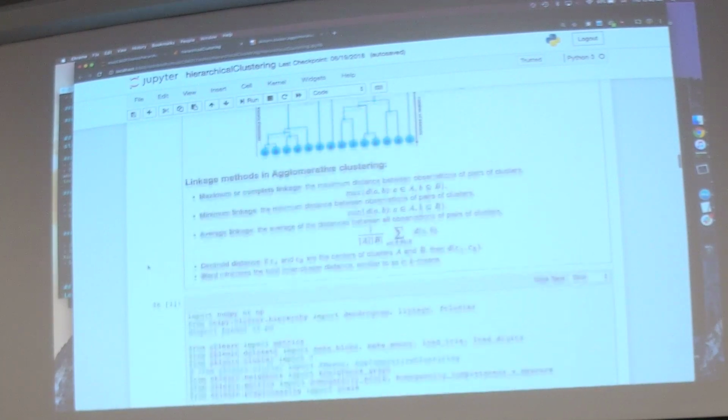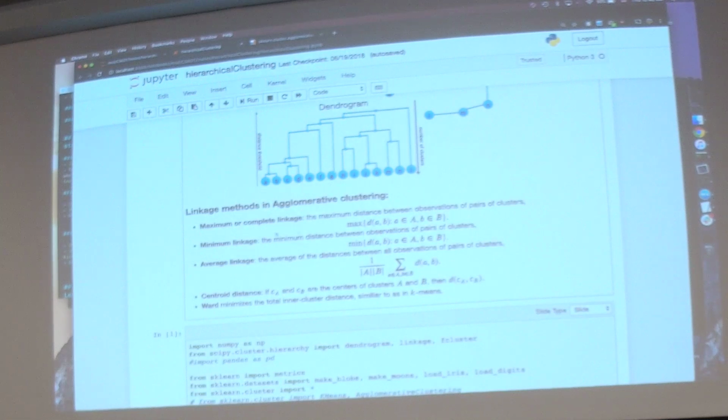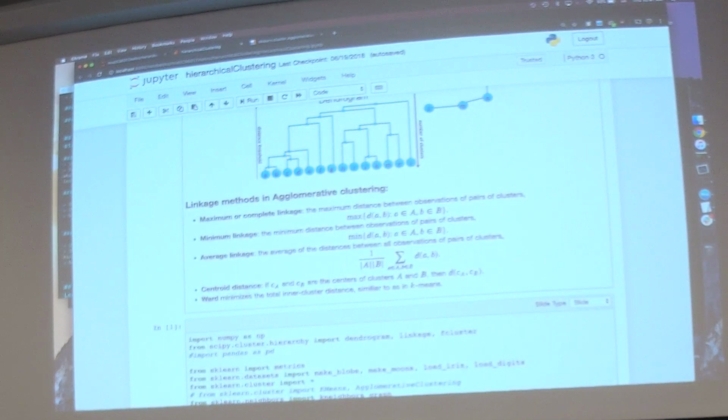So the various linkages that we talked about. We could look at the maximum distance between any points, the minimum distance between any pair of points, the average, so look at all the distances and take the average, the centroid distance, or the ward. So here we're looking at the total inner cluster distance, so that's what we were measuring with k-means. We merge the pair that reduces that by the most.